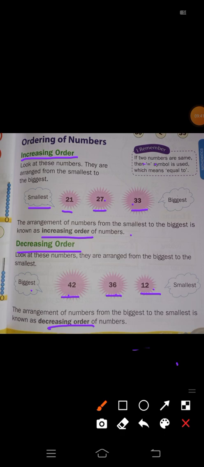Increasing order means what? Numbers are arranged from smallest to the biggest, small to big. And decreasing order means what? Numbers are arranged from biggest to the smallest. I hope you understood increasing order and decreasing order.